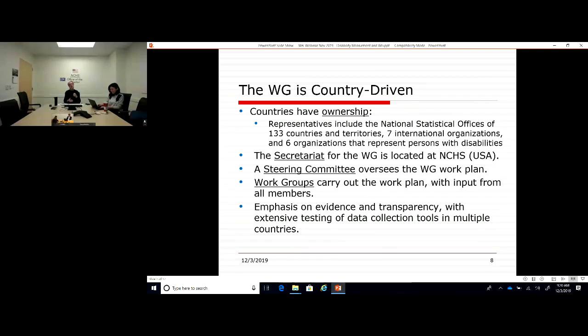We've established an emphasis on evidence and transparency with extensive testing of data collection tools in multiple countries. Because there is no gold standard for the measurement or collection of disability data, we have to make sure that the tools we develop are fully tested. That's the validity in the testing of the questions.